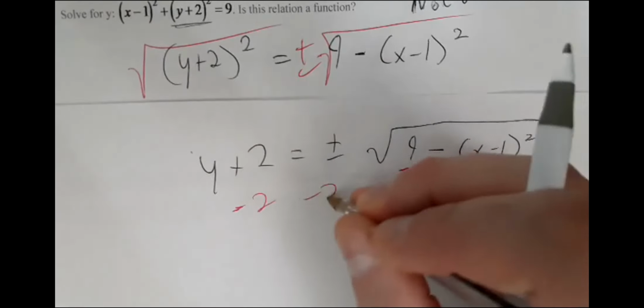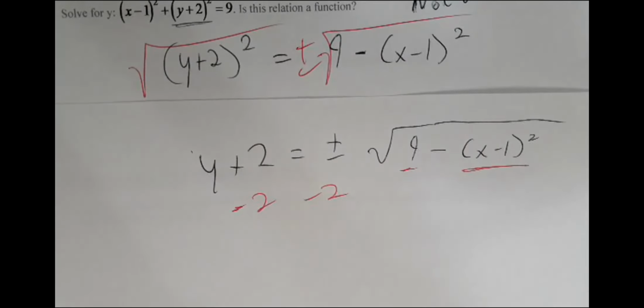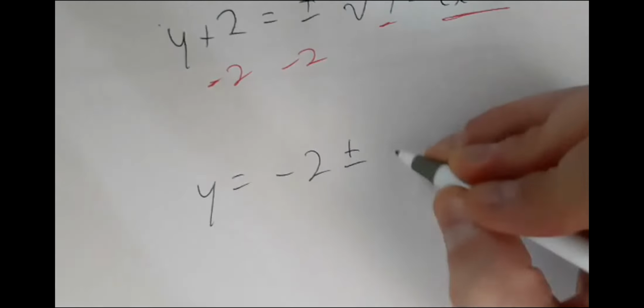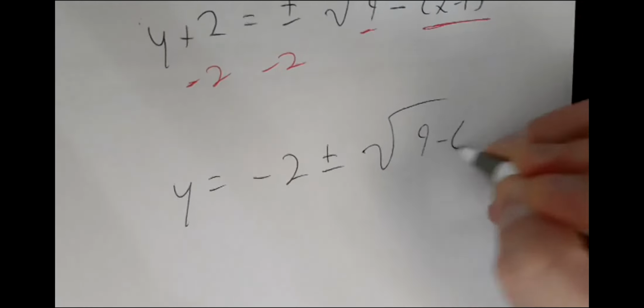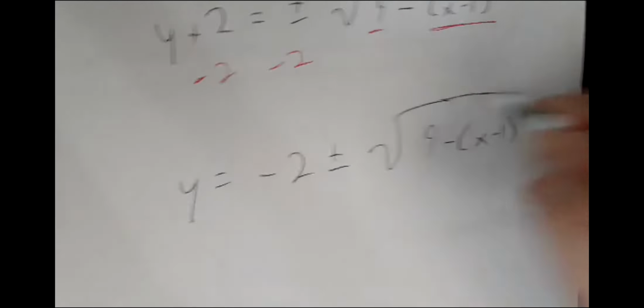I think the best thing we can do is subtract 2 from both sides to solve for y. So y equals negative 2 plus or minus root 9 minus x minus 1 squared.